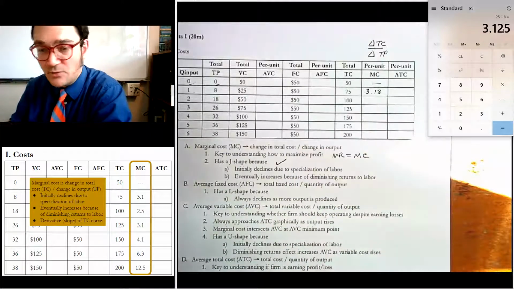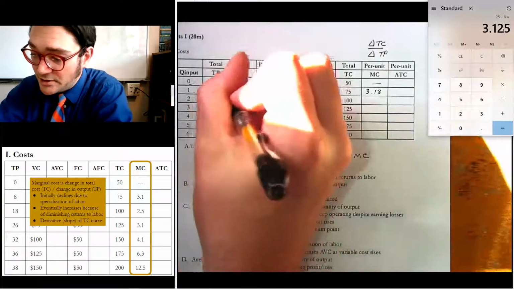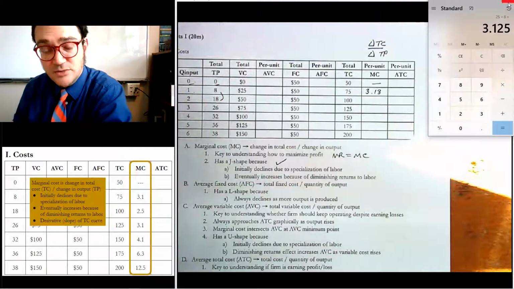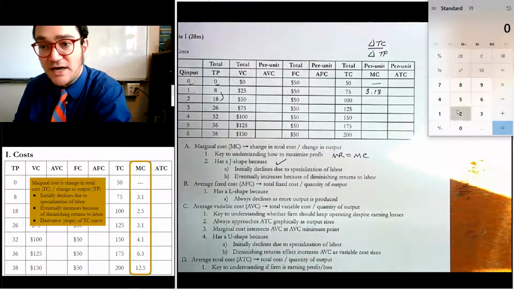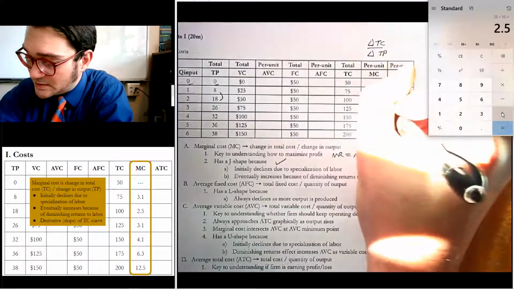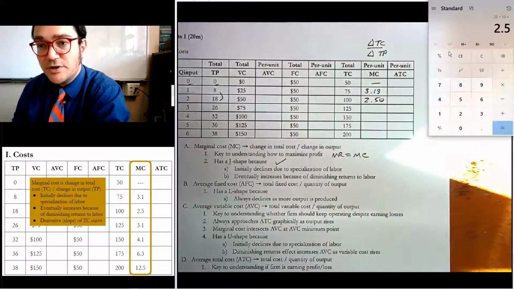Now we're going to do the second one, but notice that again here we go 8 to 18, so the change is going to be 10. In this one, what's our change in cost? Well, our change in cost is 25, going from 75 to 100, divided by 10. And so that's $2.50.